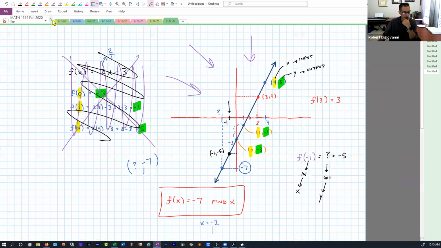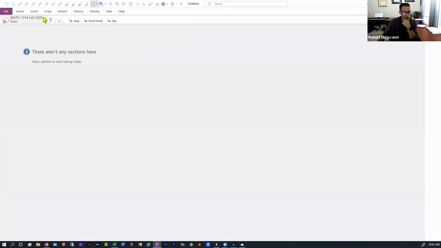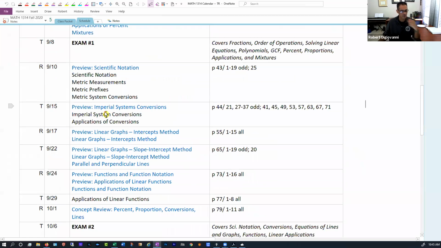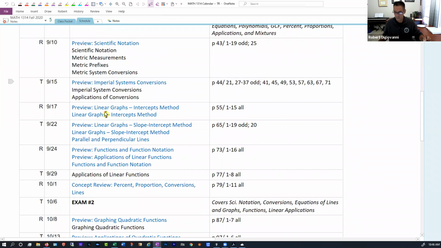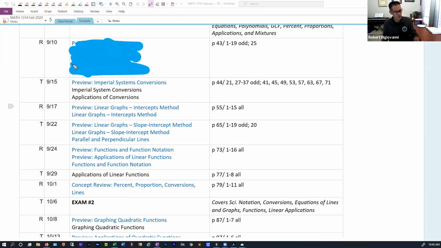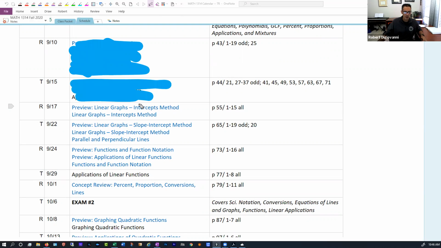As far as the test material, I want to make sure that going into this, we all understand what's on here. So just to be clear, we skipped that. So all that's going to be on the test is linear graphs, so the intercept method and the slope intercept form. I told you on the test, I'm not going to care which method you use.